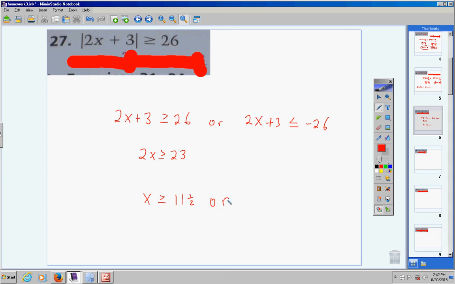Or, okay, bring the 3 over and make it a negative 3. That's negative 29, when you combine the negative 3 with the negative 26. Now divide both sides by 2, and x is less than or equal to negative 14 and a half, or negative 29 over 2, or negative 14.5. So there we go. There's our answer.